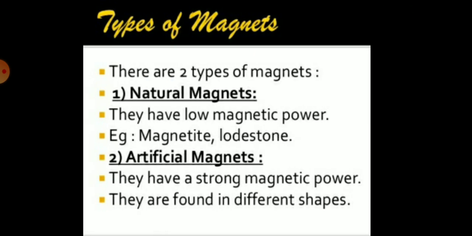So children, basically there are two types of magnets. First is natural magnets and second is artificial magnets. Natural magnets have low magnetic power, like magnetite, and artificial magnets have strong magnetic power and are found in different shapes.